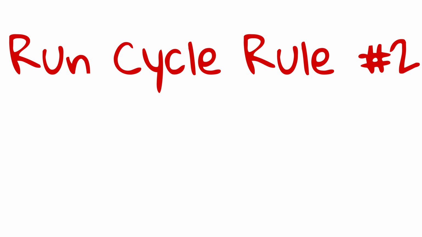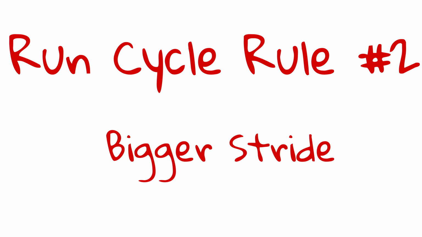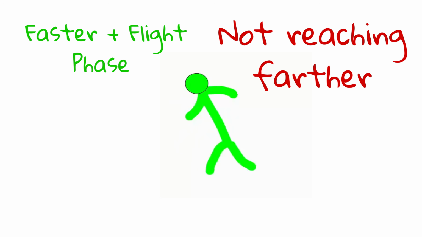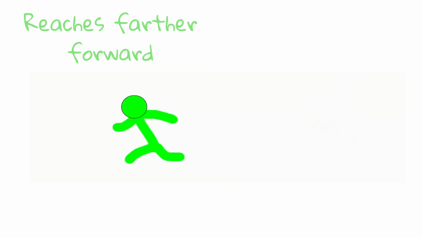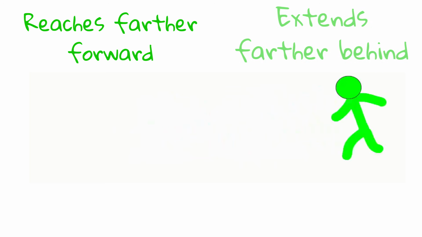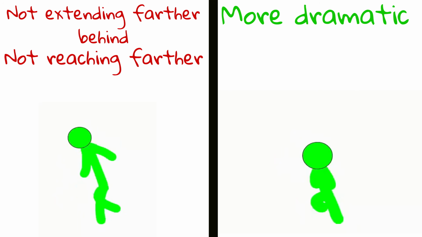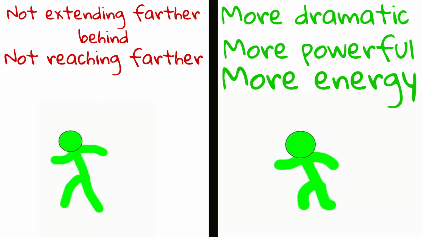Run cycle rule number 2, bigger stride. Another common mistake is making the run cycle too small. The legs move faster, but they don't move farther. When people run, they take larger steps. The front leg reaches farther forward. The back leg extends farther behind. The entire pose literally becomes more dramatic, more powerful, and more energetic.